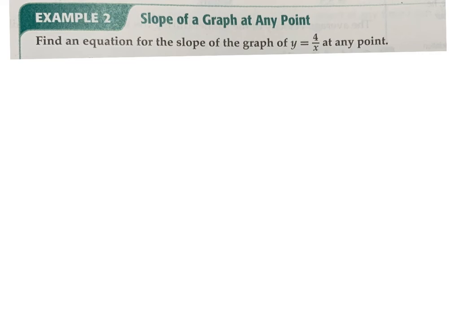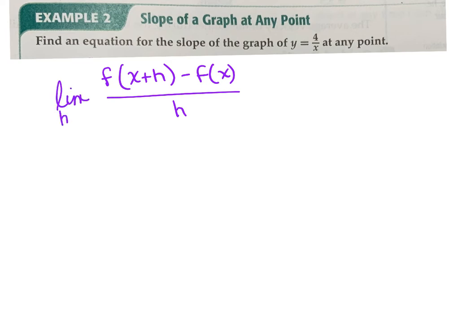All right, so let's look at this one. We want f of x plus h minus f of x all over h. It is the limit as h approaches 0. All right? So now we're not going to have a number for x, we're just going to leave the variable there. All right? So my function is y equals 4 over x.